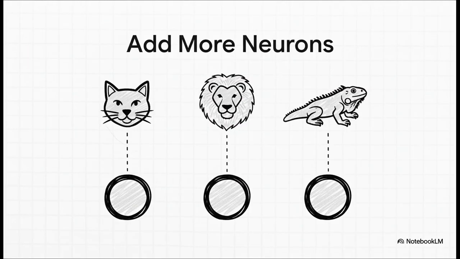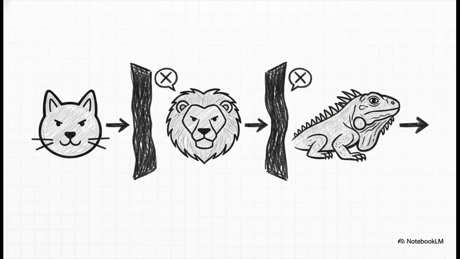And the solution, you're going to love this, is beautifully simple. We just add more neurons. One becomes our cat specialist, another one becomes a lion expert, and a third one becomes our dedicated iguana spotter. Each neuron gets trained for its own specific job. It's that easy.